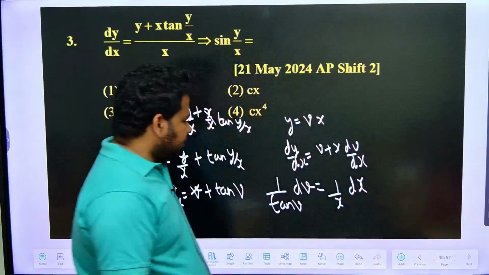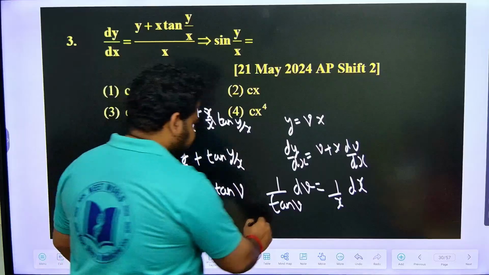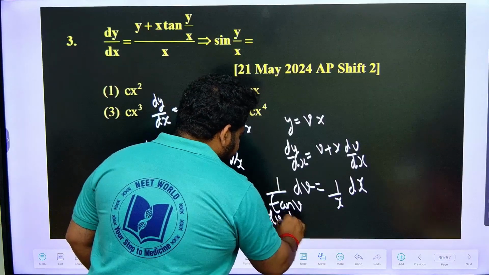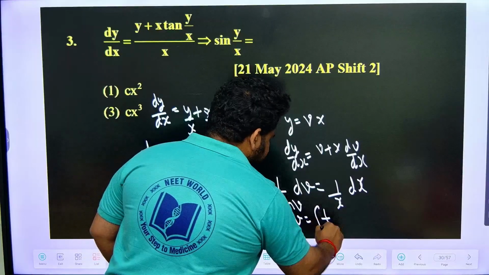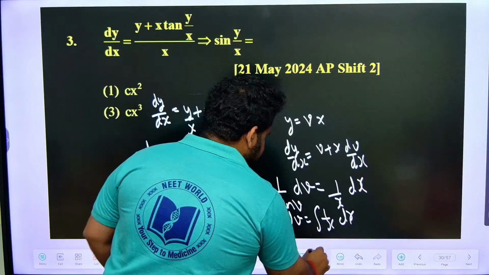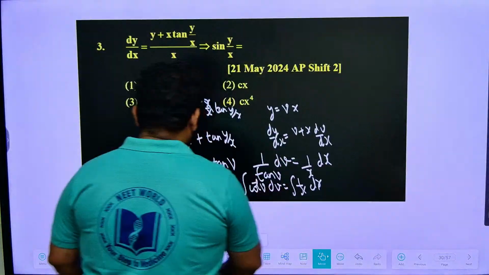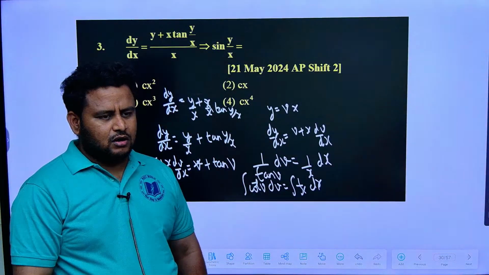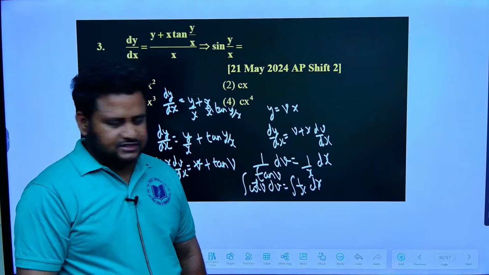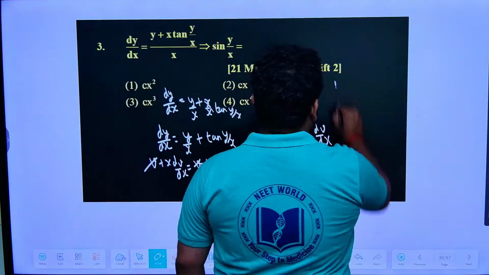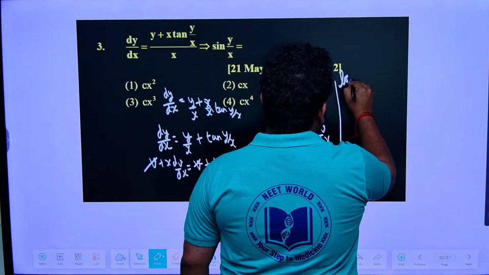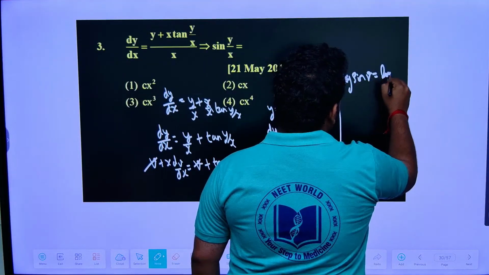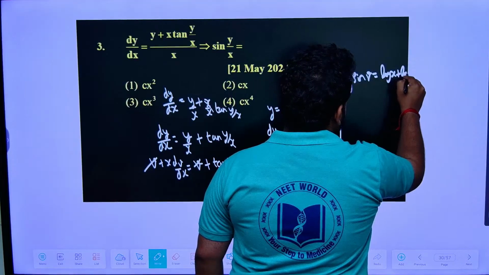Now if I apply integration, this will be what? First let me take this up. So this will become integral of cot v dv. This will be integral of 1 by x dx, correct no? Integral of cot v is what? Log sin v. So the answer here will become log sin v is equal to log x plus log c. I will write log c.